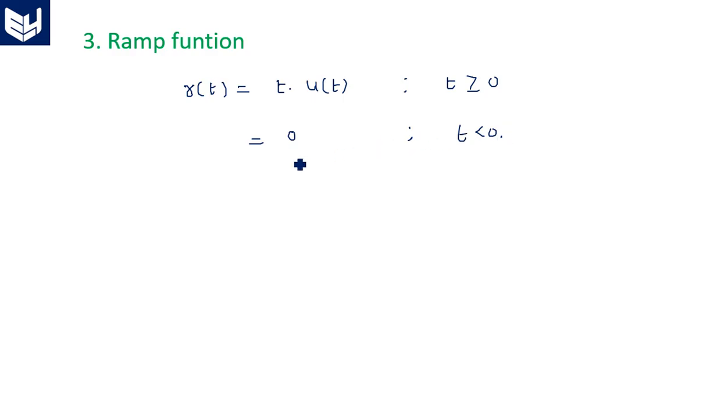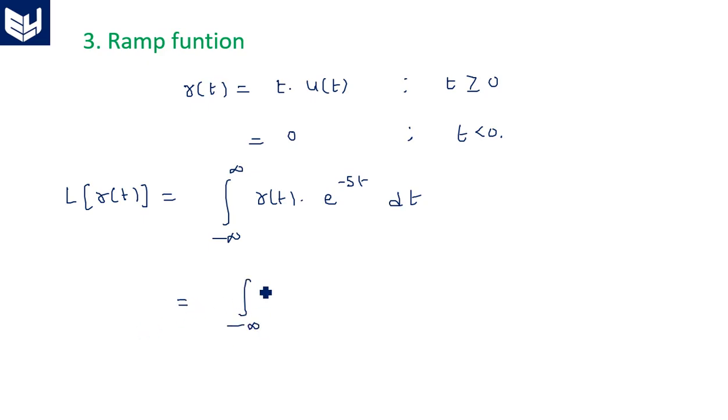So we can say the Laplace transform of r of t is the integral from minus infinity to plus infinity of r of t into e power minus st dt. That is the integral from minus infinity to plus infinity of t u of t e power minus st dt. The u of t converts the entire signal into a unilateral signal. So it becomes the integral from 0 to infinity of t into e power minus st dt.